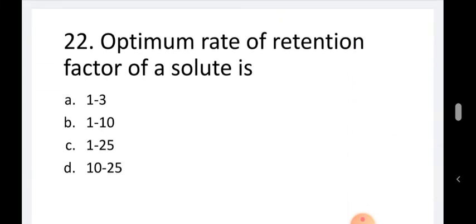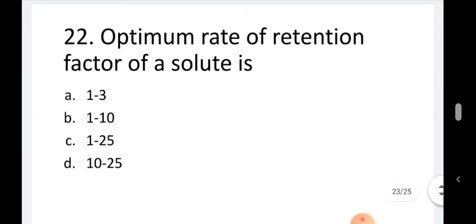Optimum value of retention factor of a solute is, it is the optimum value. Optimum value of retention factor of a solute is 1 to 3, 1 to 10, 1 to 25 and 10 to 25. Usually the optimum range is 1 to 10. Beyond 10 there is not much of an advantage, and the only thing is retention time will increase if the retention factor is more than 10. So the separation time will increase if the retention factor is more than 10. So the optimum value for retention factor is 1 to 10, that is, the answer is B.